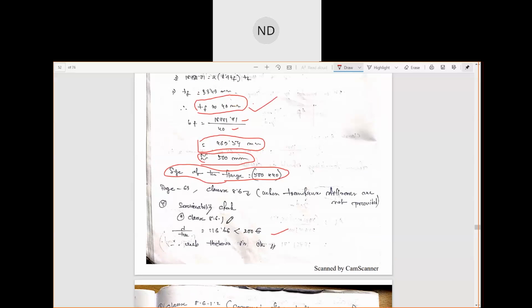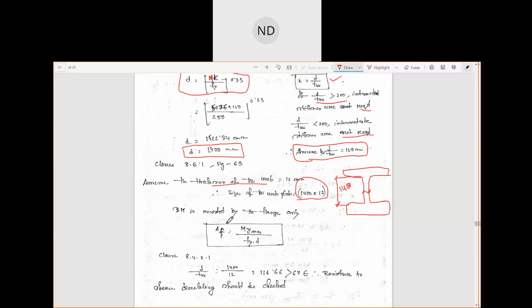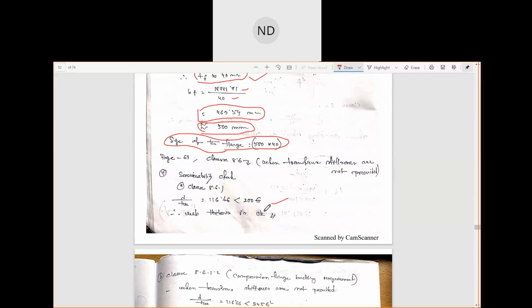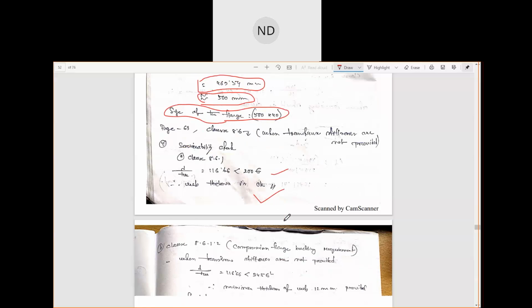Now, also we have got here that without stiffeners, this size of the web and the flanges which we have taken is okay, and this does not need any web stiffeners. Our assumed thickness here is also correct. We have calculated d by tw is less than 200 epsilon. Therefore, our thickness assumption of the web is okay.